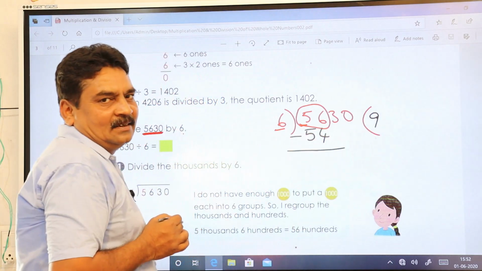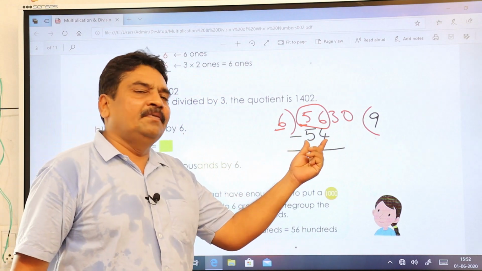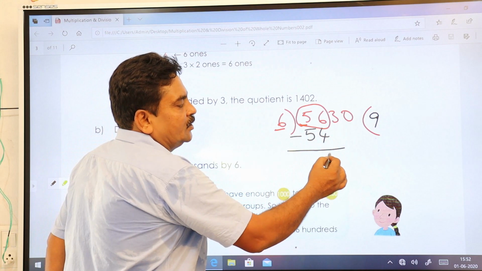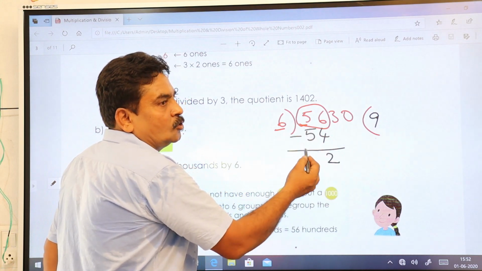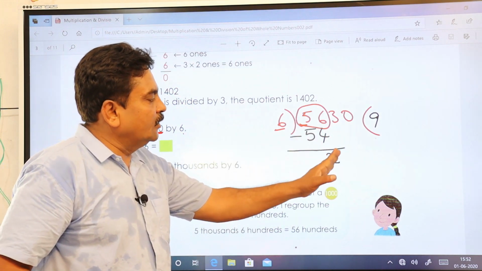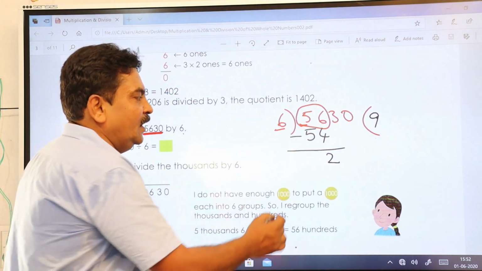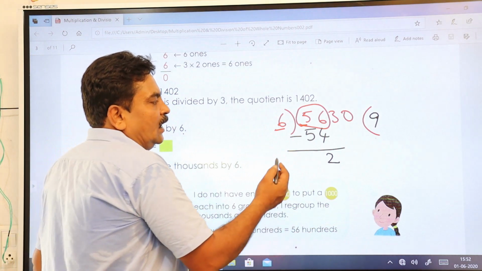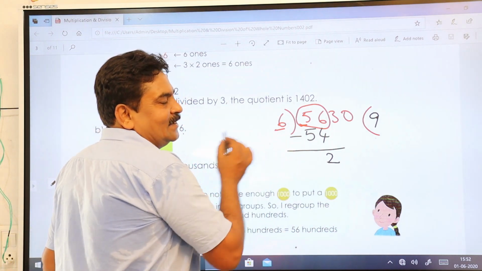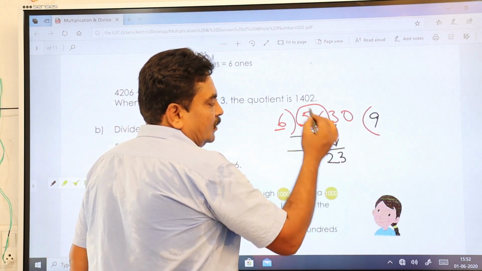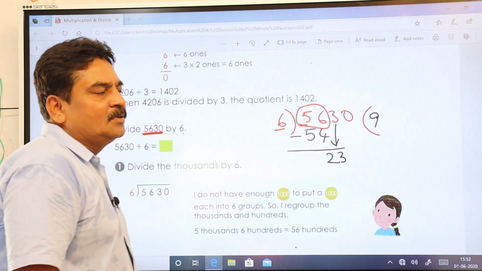Now you can subtract. Easily you can subtract 54 from 56. That is 6 minus 4 is 2, 5 minus 5 is 0. So no need to write 0 here towards the left side. You just take down only 2. Even if you write 0 here, the value is 2 only. Now 2 is smaller than 6. That's why you carry down this number 3. Keep it here, 23. It becomes more now.